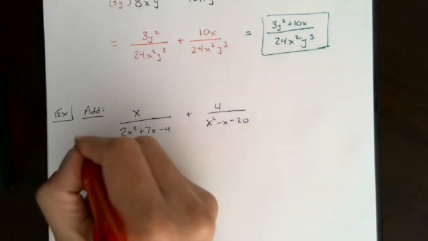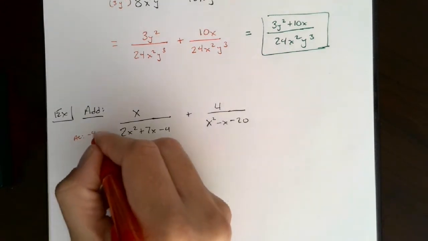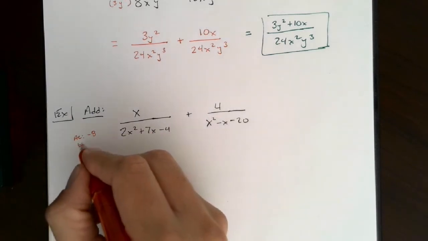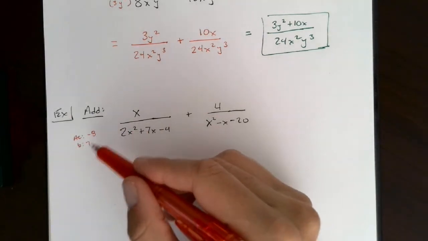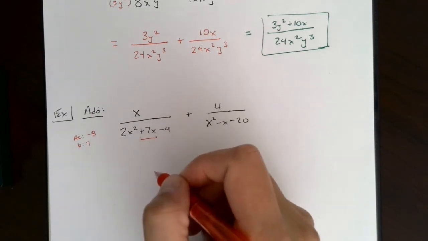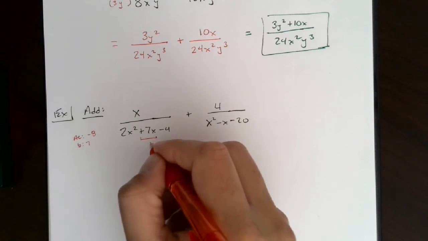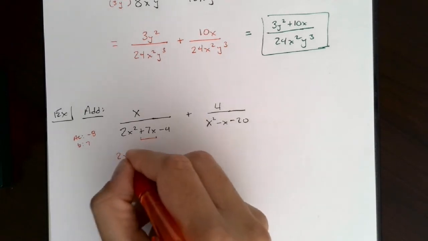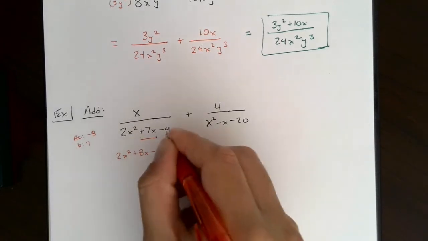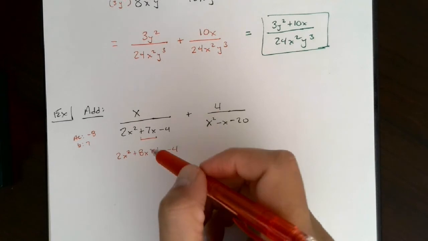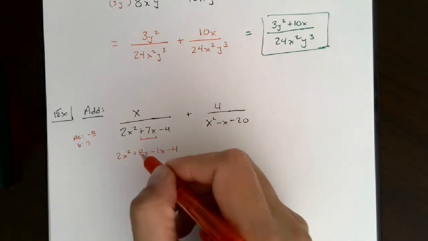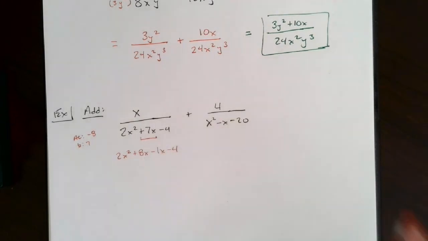So AC would be 2 times negative 4, so AC is negative 8, and I need things that will add to 7, right? So B is 7. So things that multiply to negative 8 and add to 7, well, that ends up being a positive 8 and a negative 1. So I'm going to rewrite the 7x here as 2x squared plus 8x minus 1x minus 4. Okay, so I'm rewriting the middle term. This is using AC method. The numbers that multiply to negative 8 and add to 7 are a positive 8 and a negative 1. And then remember how it works.